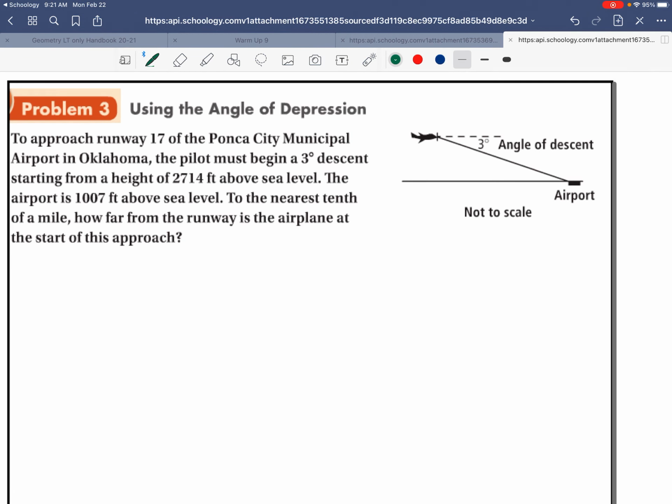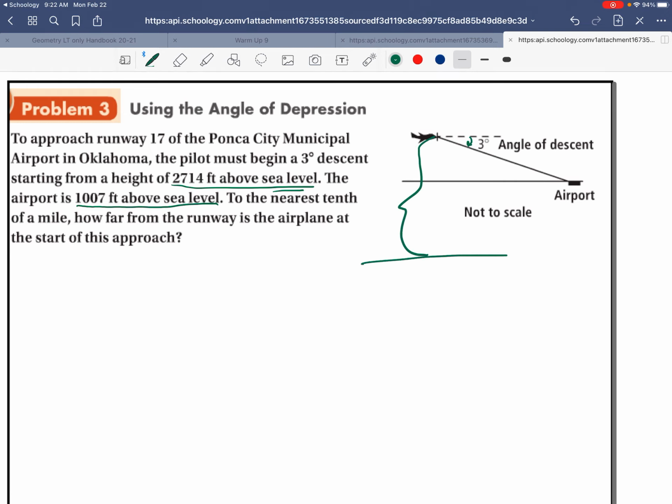To approach runway 17 of the municipal airport in Oklahoma, the pilot must begin a 3-degree descent. Now, a descent is the angle of depression. It's going from the horizontal down. That's the angle of descent. And it's starting from a height of 2714 above sea level. So that's interesting to note. Above sea level, not to the ground. The airport is 1,007 feet above sea level.